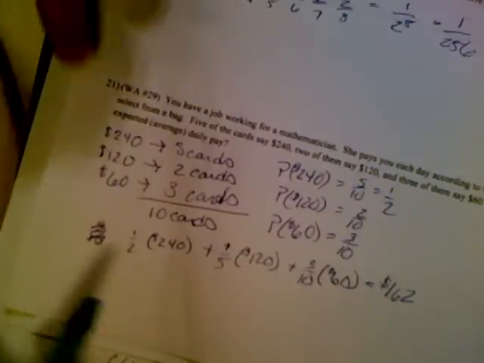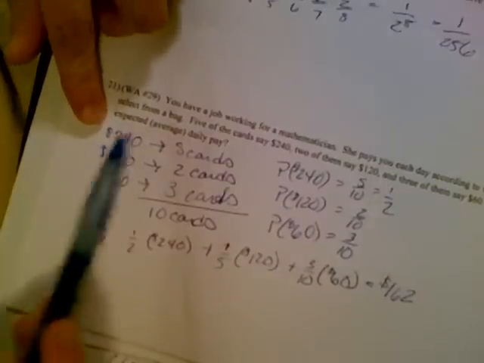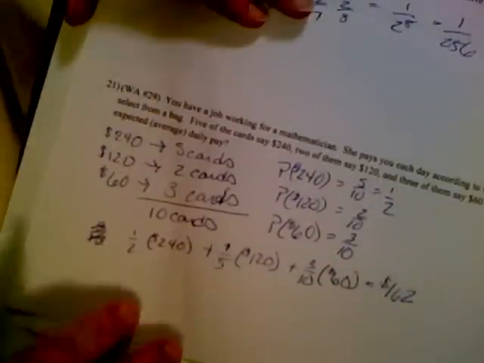$162. What this means is that if I work for 10 days, my pay is going to be about $162 per day. That doesn't mean every day I make 162, but that's what I'm expected to make. And that's if you multiply each of these times their probability. All right. One more question with 2 parts.